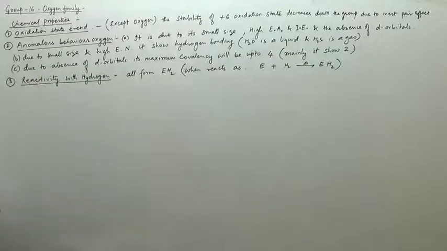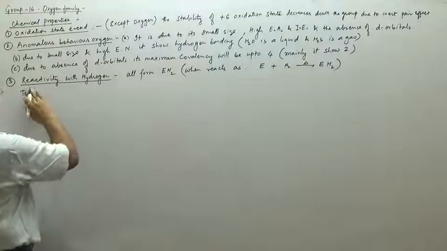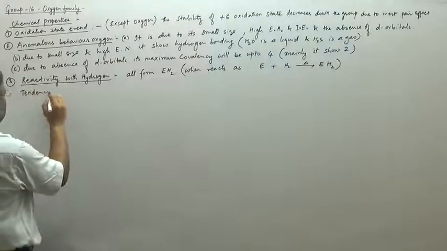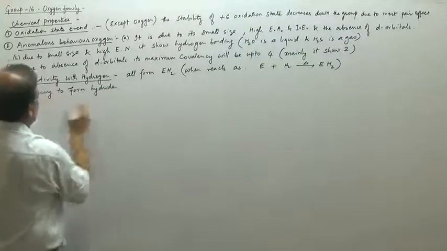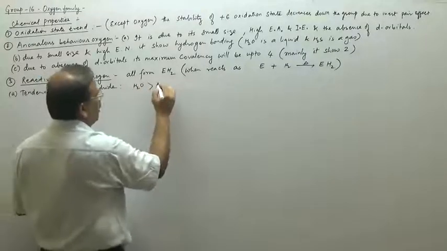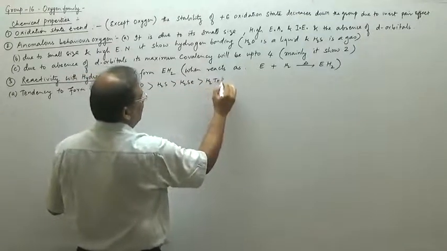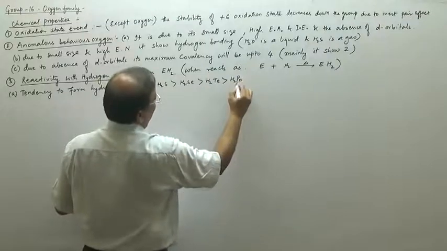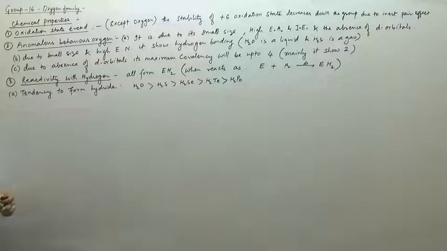Now we can say that the tendency to form hydride is, I'm going to write, H2O has more, then H2S, then H2Se, then H2Te, then H2Po. The tendency to form hydride is like this. Next we can write the melting point and the boiling point of hydrides.